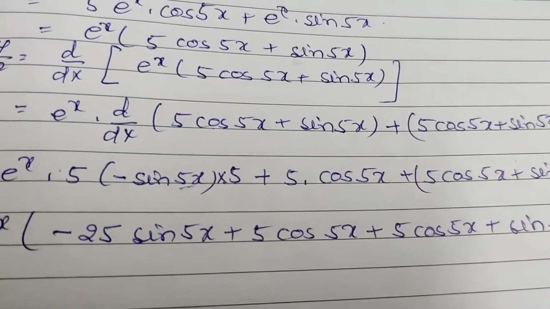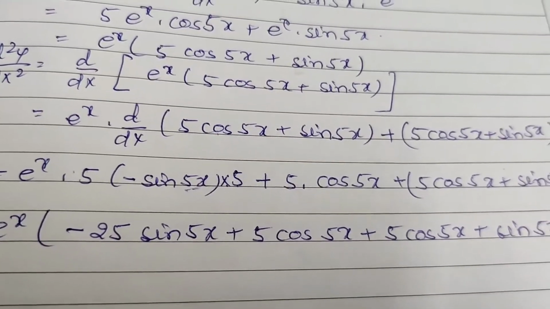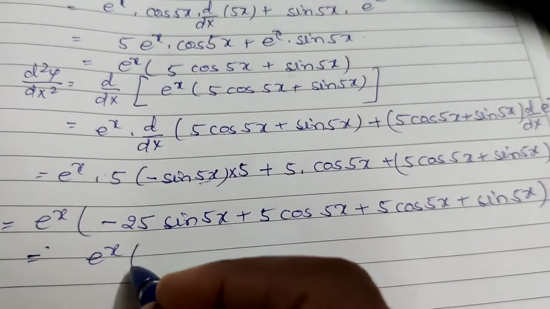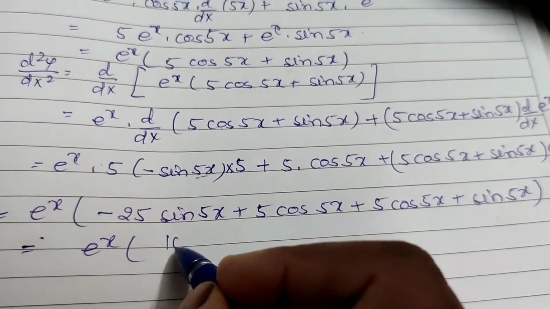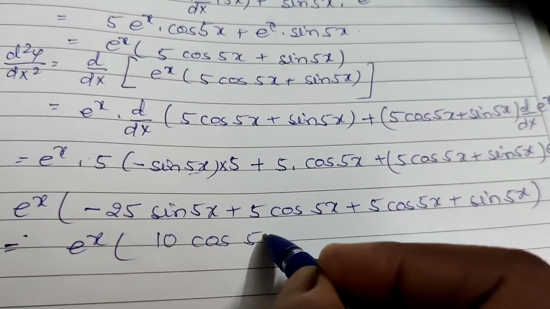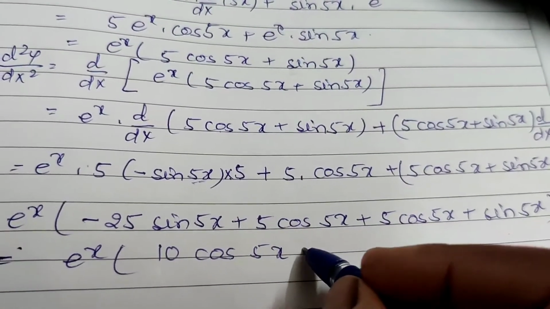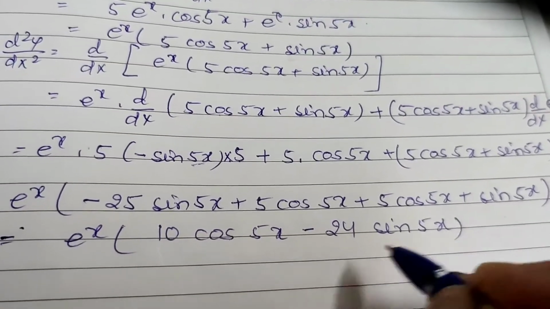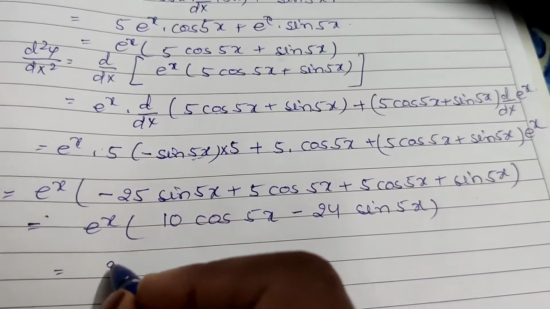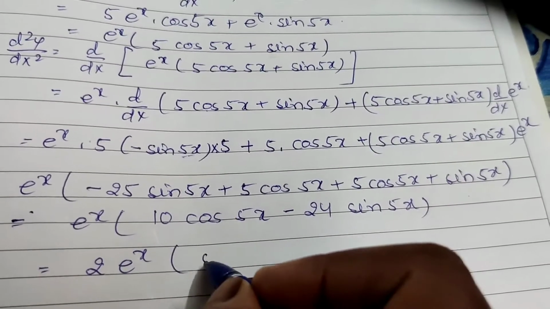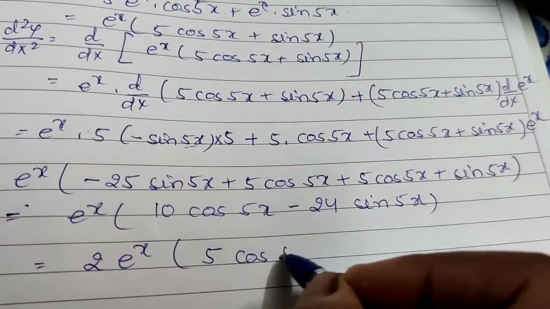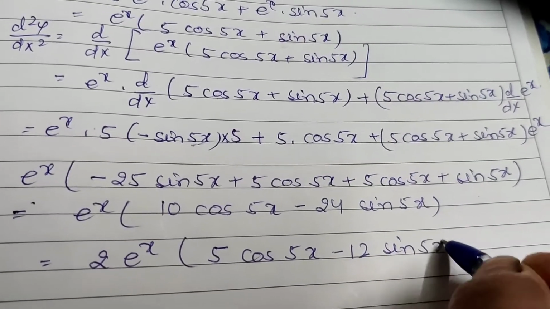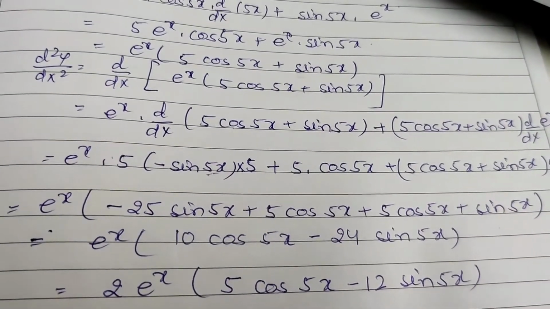Now compile. It is equal to e raised to power x, 5 cos 5x plus 5 cos 5x means 10 cos 5x, and minus 25 plus 1 is minus 24 sin 5x. Take 2 as a common, the final answer: 5 cos 5x minus 12 sin 5x. This is the answer of question number 6.